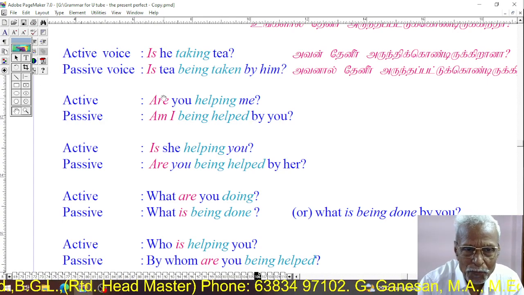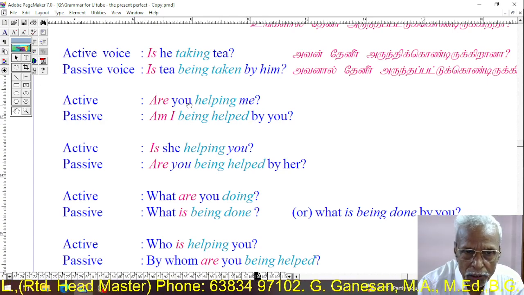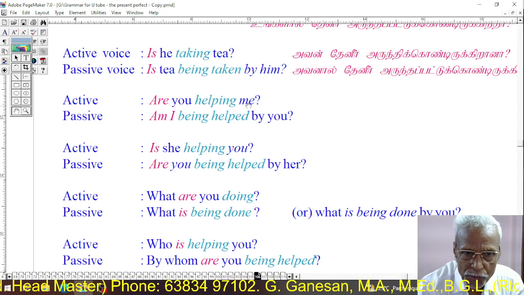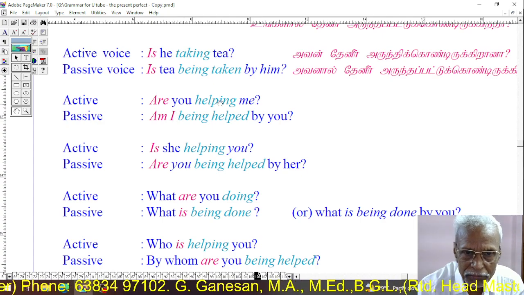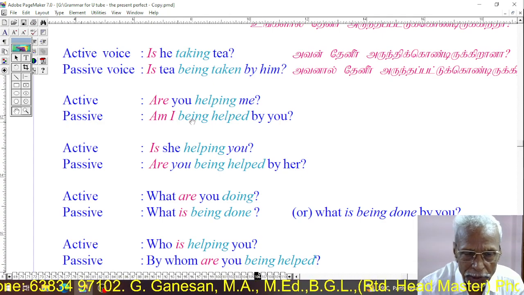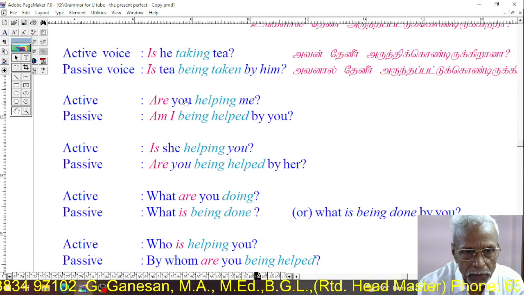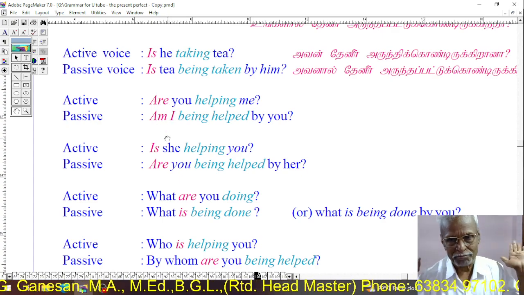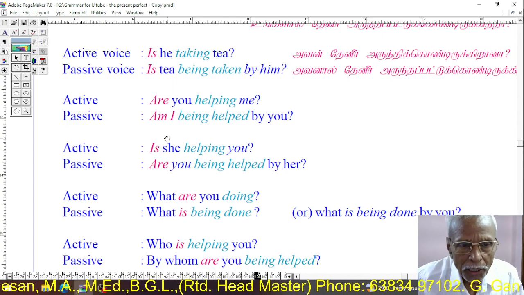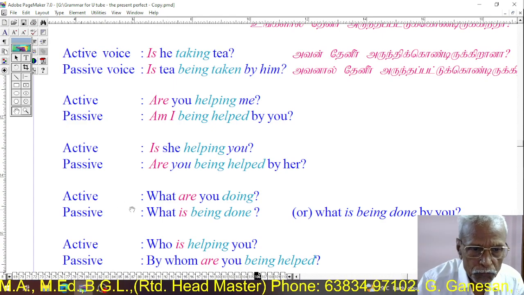Here you see, "you" is the subject and "me" is the object; "by you" is the object and "me" is the subject. I am helped, being helped. Here the subject is "I", so "are" is replaced by "am". That's all. Are you helping me? Am I being helped by you?